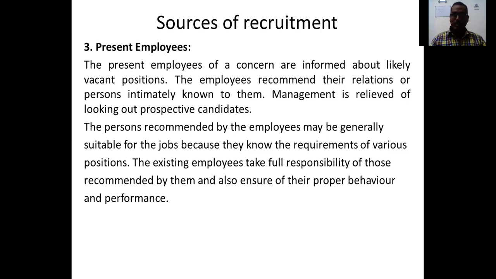The existing employees take full responsibility for those recommended by them and also ensure their proper behavior and performance. So when a present employee recommends friends or relatives or someone known to them for the position, they are giving assurance to the management that this person's behavior will be good, he will not misbehave, and his performance will be up to the mark. Up to the mark means it will fulfill the standards required by the organization. So this is a good way to recruit a person whenever there is a vacancy in the organization.